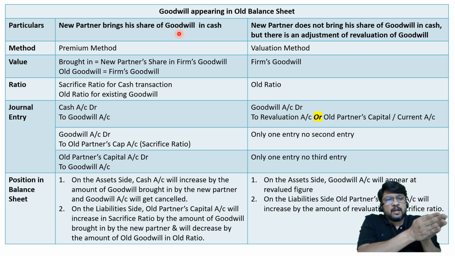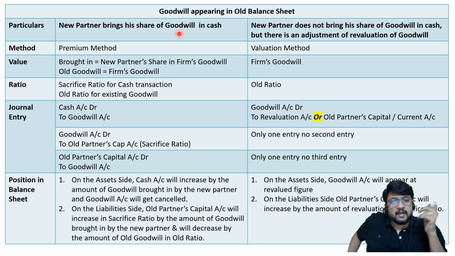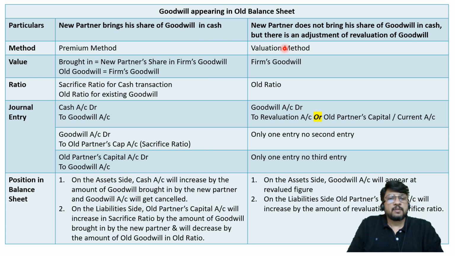So in the problem, the balance sheet shows goodwill at, say, rupees 5,000 and there is an adjustment which tells you that goodwill is revalued at rupees 6,000. So 5,000 is there and it will be made 6,000. Then what is to be done? We'll say this is called the revaluation method. Value should be the firm's goodwill, ratio should be the old ratio, and the entry will be goodwill account debit to revaluation account. Or you can also pass the entry, depending upon you, goodwill account debit to old partners' capital account or old partners' current account. In which ratio? Old ratio.